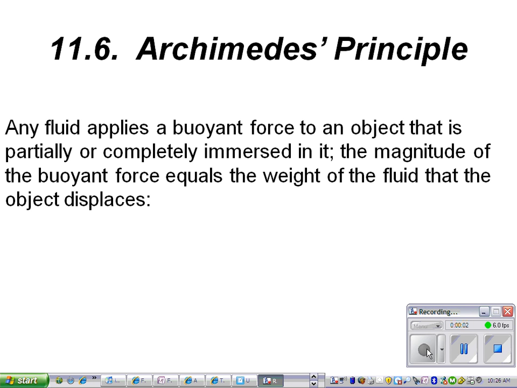In this section, we're going to be studying Archimedes' principle. It says any fluid applies a buoyant force to an object that is partially or completely immersed in it. The magnitude of the buoyant force equals the weight of the fluid that the object displaces.